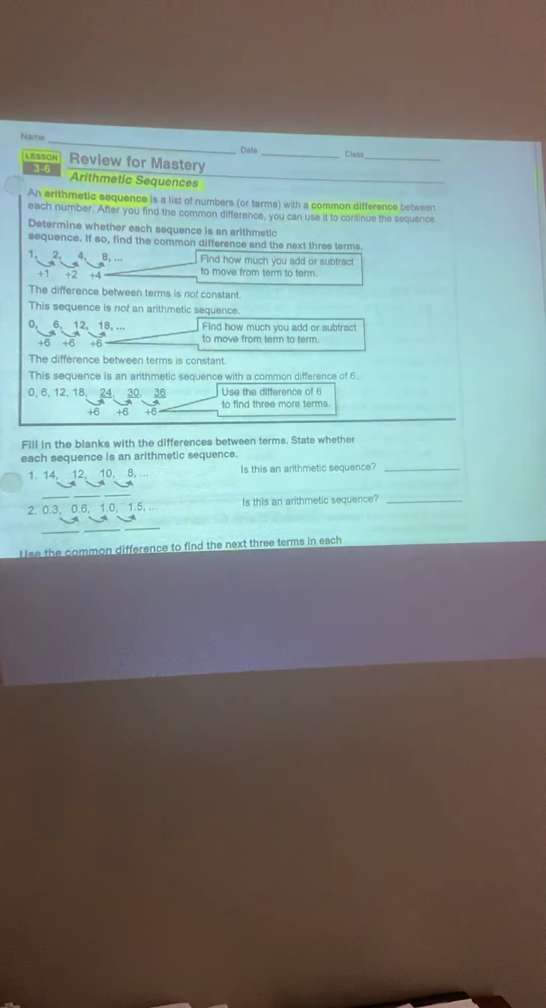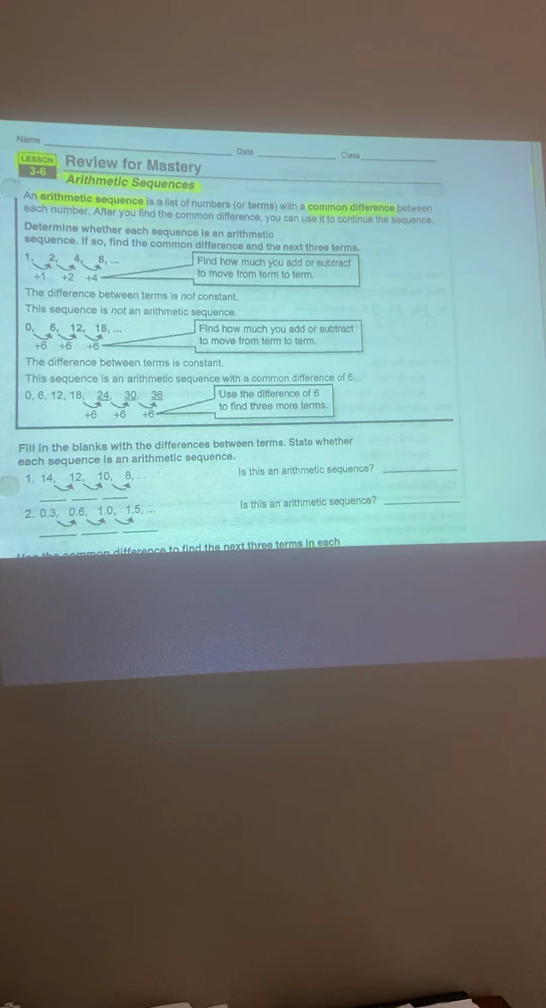The first thing we're going to talk about is arithmetic sequences. An arithmetic sequence is a list of numbers or terms with a common difference between each number. After you find the common difference, you can use it to continue the sequence. First, we're going to determine whether each sequence is arithmetic. When you think of arithmetic, it has to have a common difference.